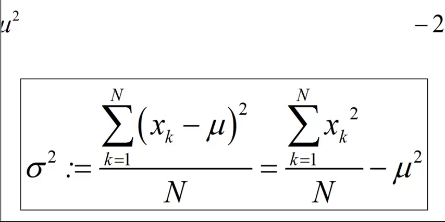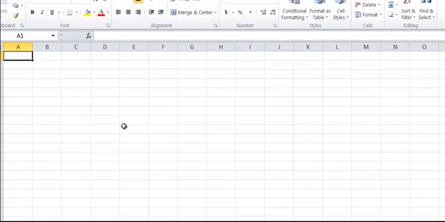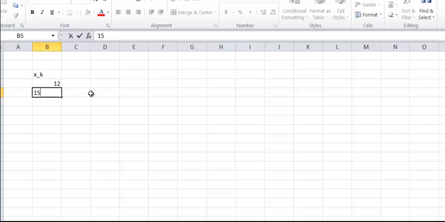I'll tell you what, let's illustrate this real quickly with an example. Okay, so let's suppose we have some x's. Here are x sub k's. Here are our x's, and I'll just make up some numbers here, and I'll have things down here for the sums.